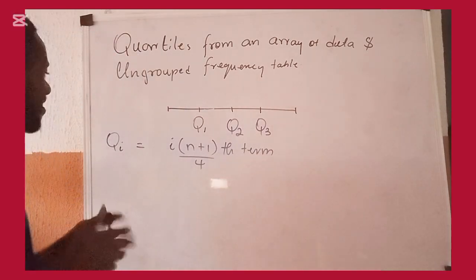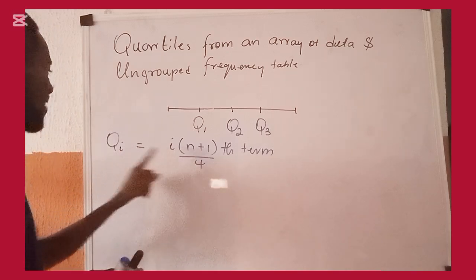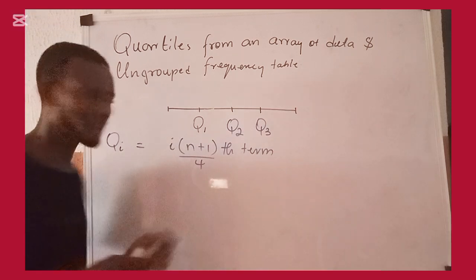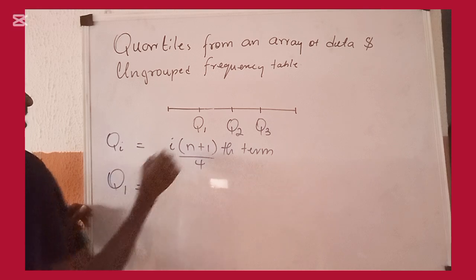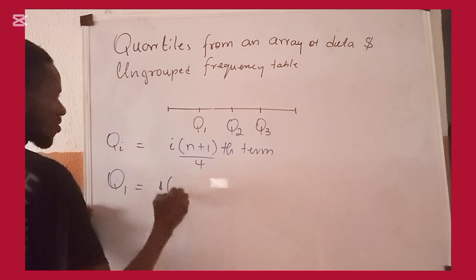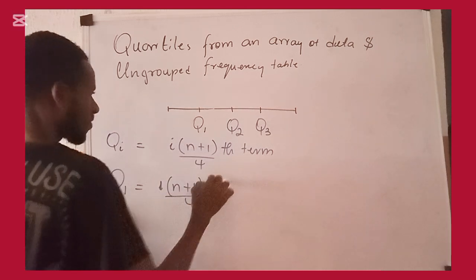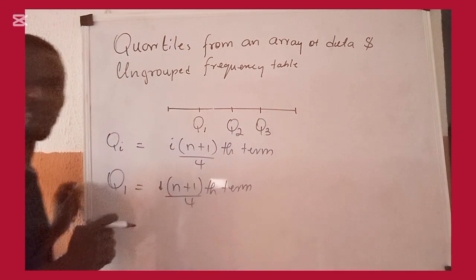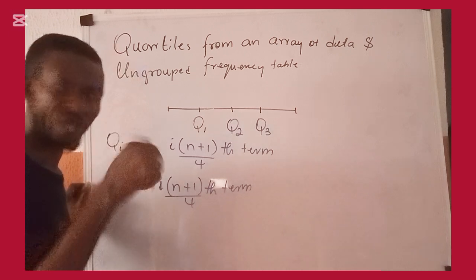Now the concern here is when i becomes 1, here becomes 1. When i becomes 2, here becomes 2, down the line. Therefore, when I talk about Q1, this i becomes 1. I have 1 here, open a bracket, here is my n plus 1 all over 4. The term that bears this value becomes my first quartile, from that data set, as we are going to explain.